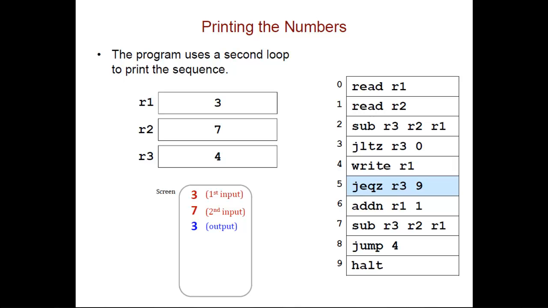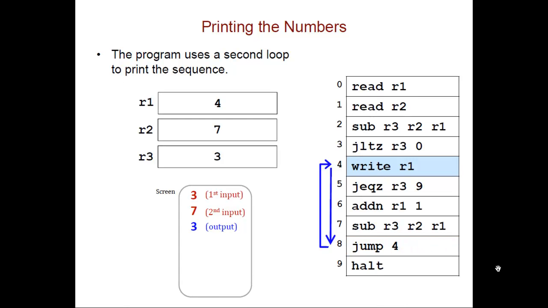And because it's not, we're going to go ahead and proceed with line 6, which adds 1 to the current value in R1. Then we do another subtraction, R2 minus R1. So because the value of R1 changed, we're updating our value of R3. We want R3 to always be the difference between R2 and R1. So that difference is now 3. And then we do an unconditional jump back to line 4. And so we can see that lines 4 through 8 form a second loop.